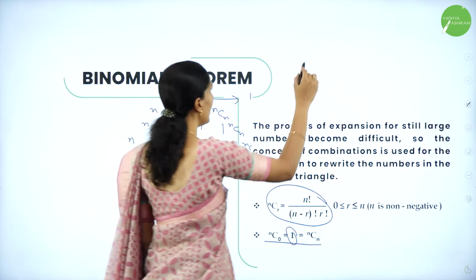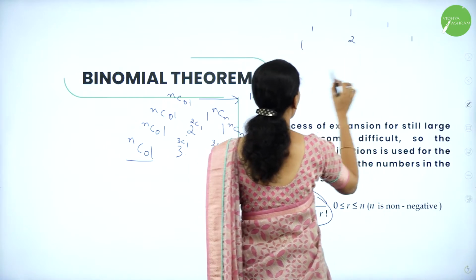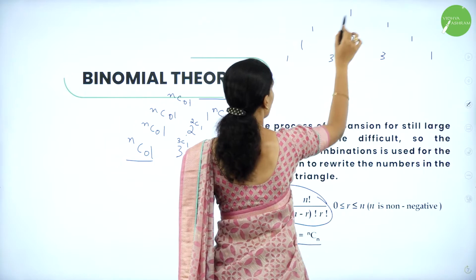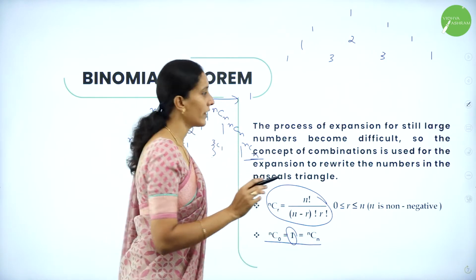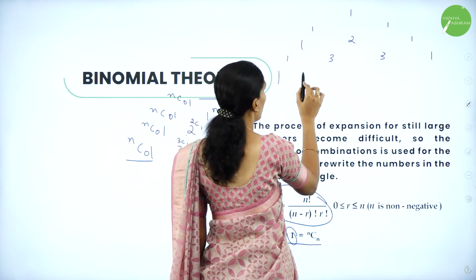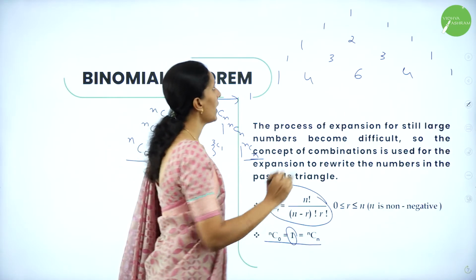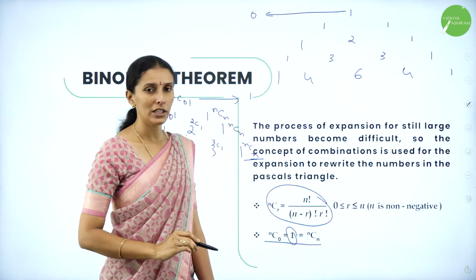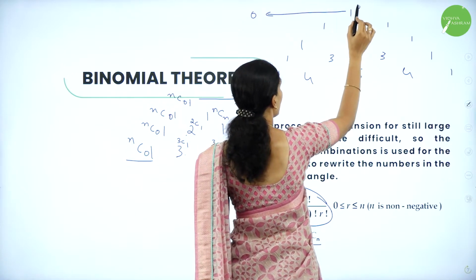I'll write here again. So you have 1; 1, 1; 1, 2, 1; 1, 3, 3, 1. Just add it. The first row is 1, 1, 1. Then go on adding the corresponding values. So it is 1 again, 4, 6, 4, 1. Now, since this is for the index 0, this can be considered as 0C0.